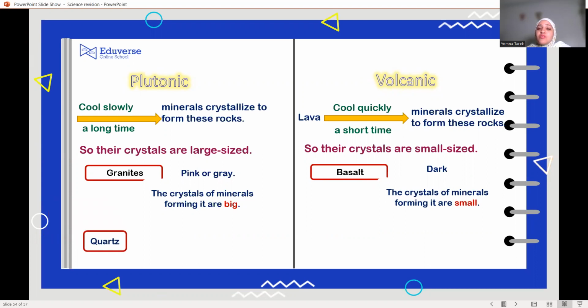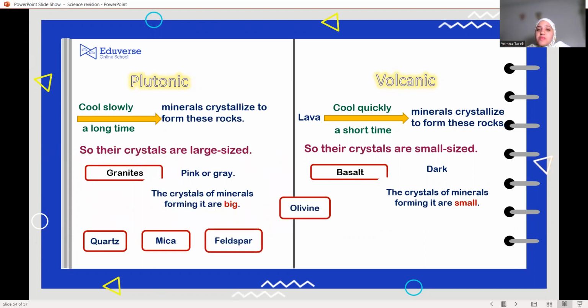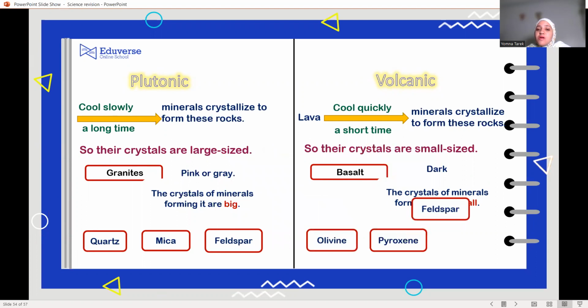Now let's talk about the minerals that form the granite. Granite is formed by quartz, mica, and feldspar. What about volcanic? Volcanic is formed by olivine, pyroxene, and feldspar.